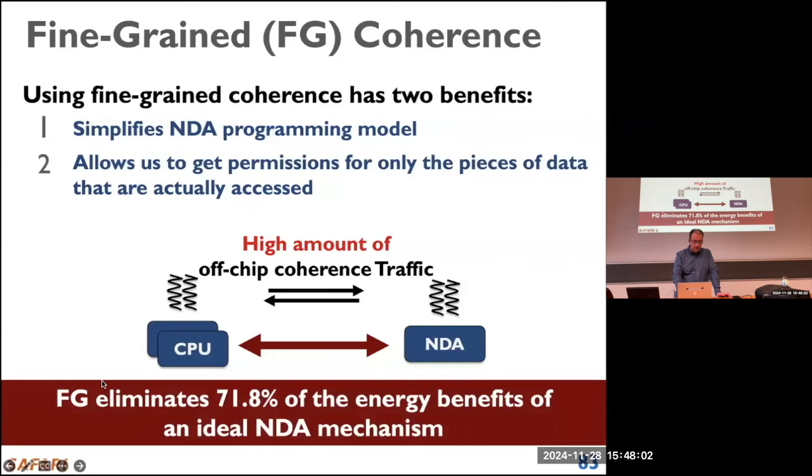So we observed that fine-grained coherence actually provides some performance improvement compared to other coherence techniques, but it eliminates almost 72% of the energy benefits of an ideal NDA mechanism. An ideal NDA mechanism means that you don't really do any coherence. You ideally assume that you don't need to do any coherence checks.